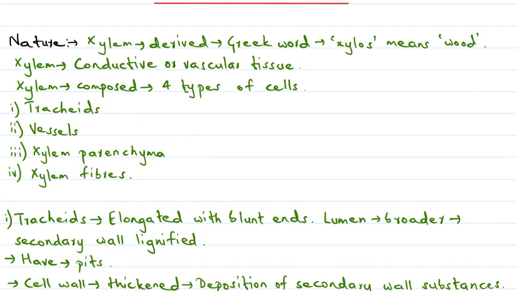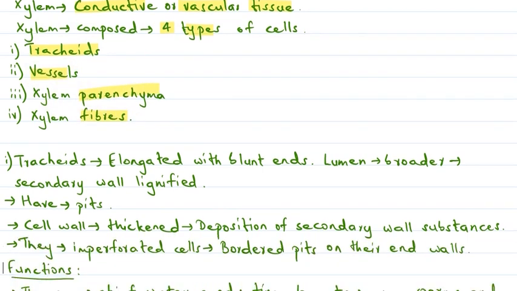Okay, so we had started with the nature of xylem. So the term xylem is derived from a Greek word xylos, and this word xylos means wood. So we already know that xylem is a conductive or vascular tissue. Now this xylem is composed of 4 different types of cells. They are tracheids, vessels, xylem parenchyma and xylem fibers. So first we discussed about tracheids.